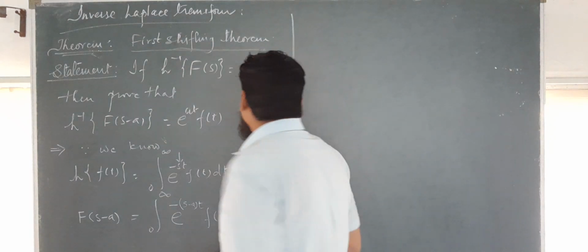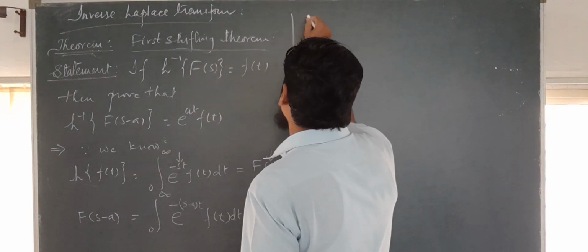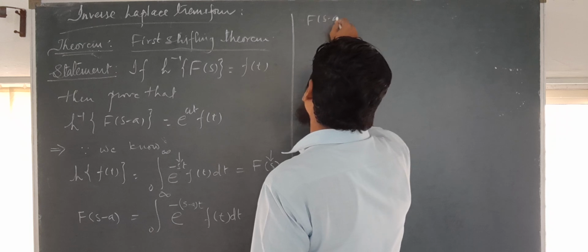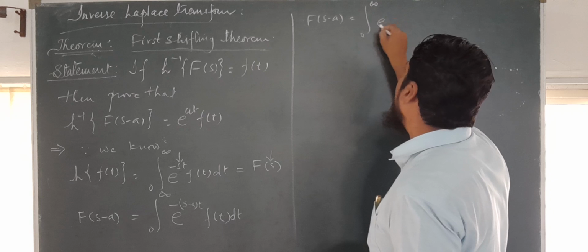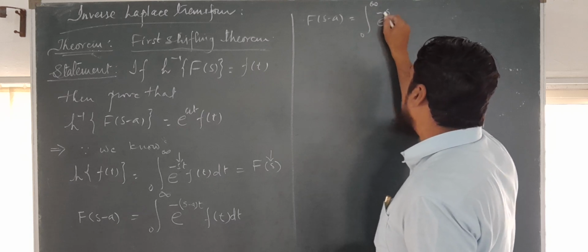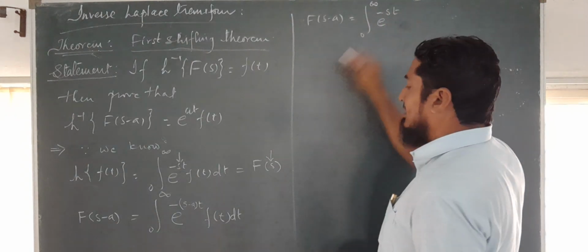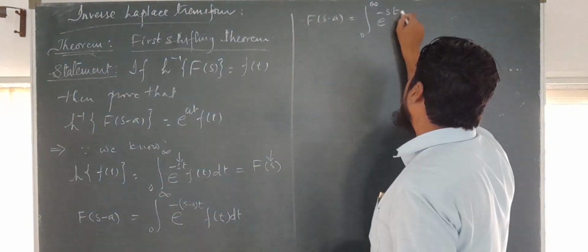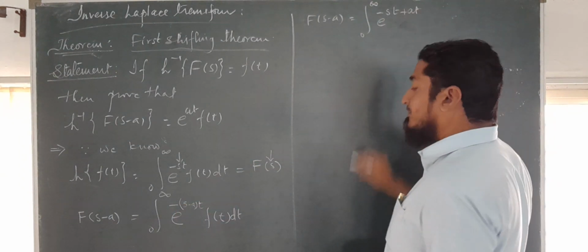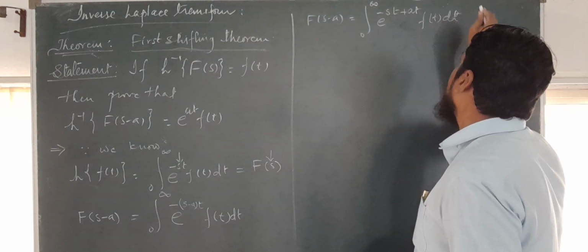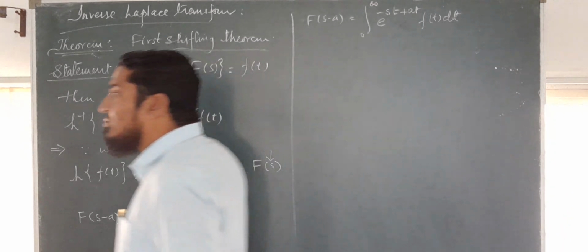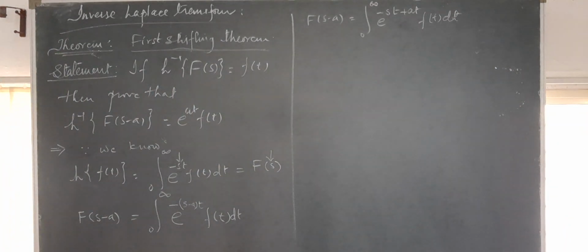Correct? Now, since f of s minus a is equal to the integration from 0 to infinity of e raised to minus s minus a t, minus minus becomes plus, so a t, f of t dt. We have e raised to minus st plus at, f of t dt. Correct?